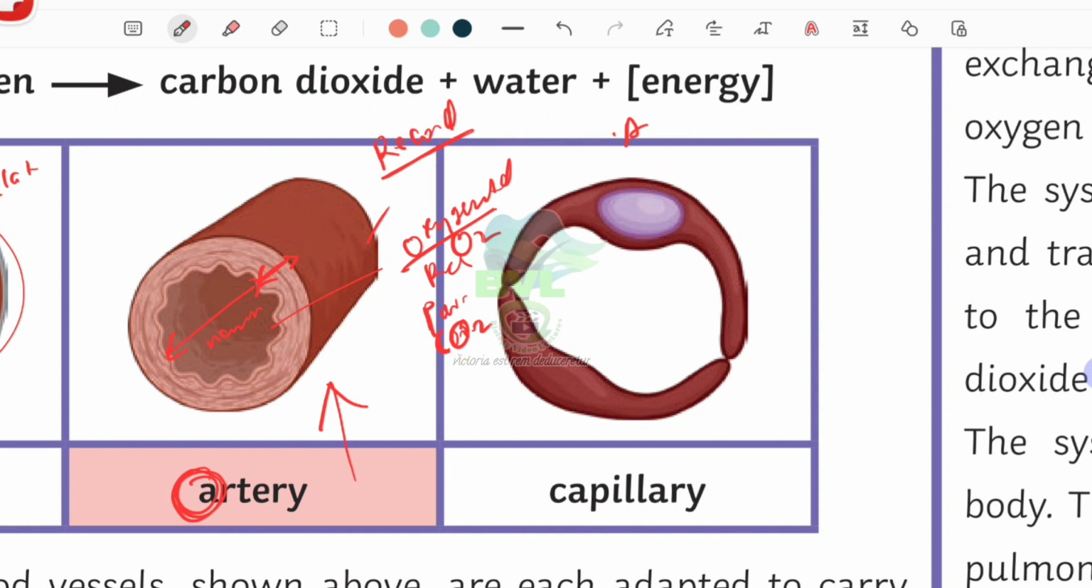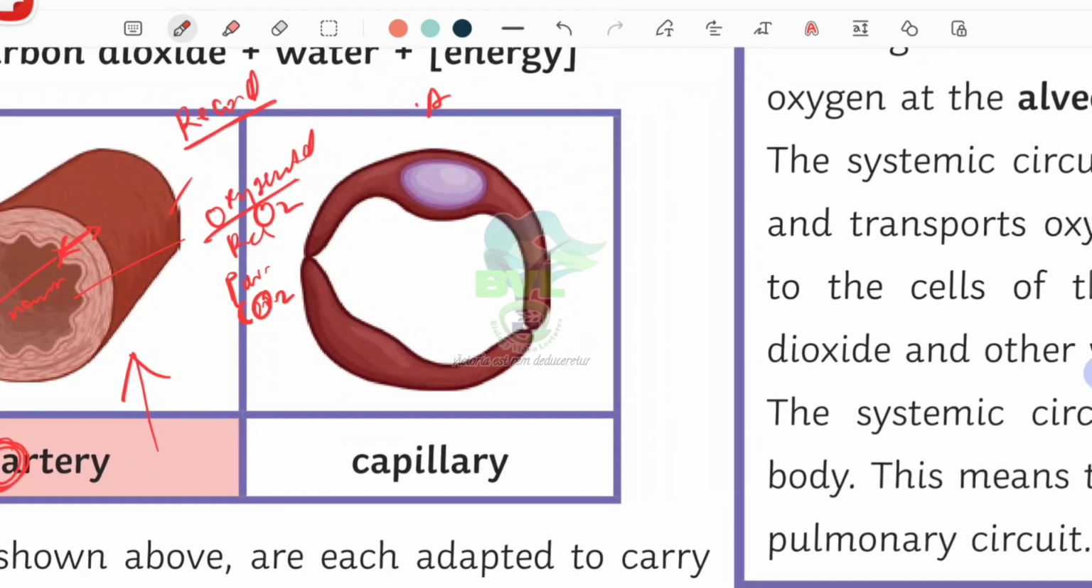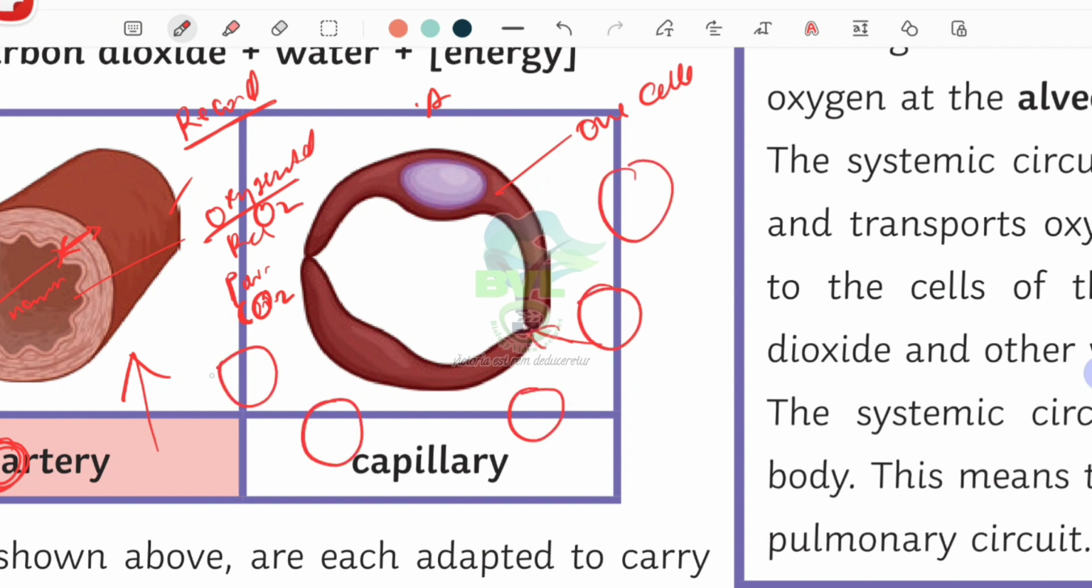Hope that made sense. The next one on the list is the capillary. It is just one cell thick. It has pores. Let me put cells around it. This is where exchange takes place. Say for example, you have glucose and oxygen here. The glucose and oxygen will pass through to the cell through the pores, and the waste product from the cell, which is carbon dioxide and other stuff, will pass back to the blood.